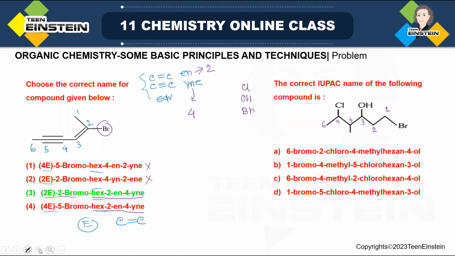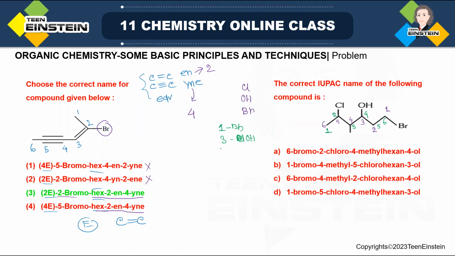But if I am following the other possibility, then what will be the position? See, 1, 2, 3, 4, 5, 6. So in the first case, the substituents or functional group are present at one position, which is for bromine. Now I am following the purple numbering. At 3 position there is OH.